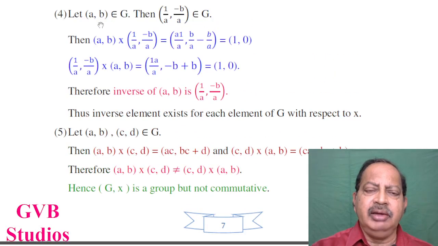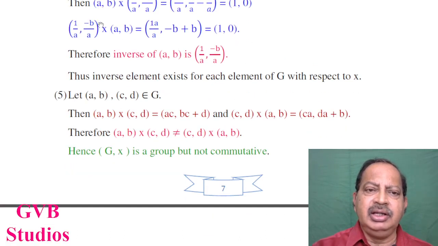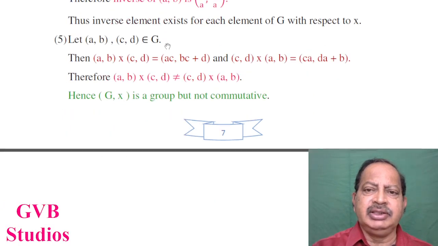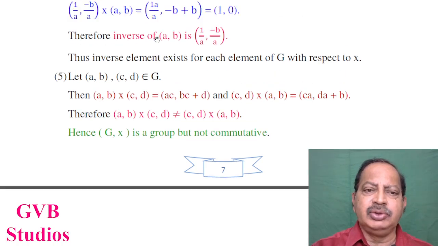Here we are taking (a, b), any element in the set G. That means an inverse element exists for any element. That means each element has an inverse. So I will write, inverse element exists for each element of G with respect to binary operation cross. And with this it is a group. But this is not an abelian group. Already we have verified the four axioms, so I can say this set G is a group with respect to the binary operation cross.